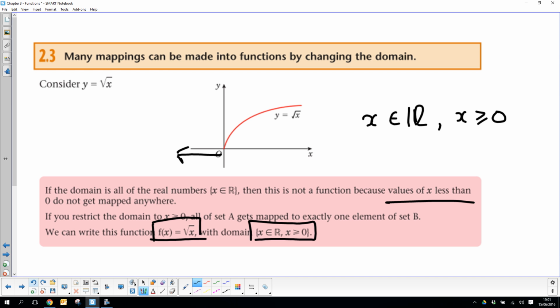Now that we've specified that our domain is x must be greater than or equal to 0, we're now in a situation where all of our x values, wherever we pick, will map onto a single y value. Okay, and that is what we're after to make it a function. So that's how we do it. We essentially take a mapping and then we can adjust the domain to allow it to become a proper function.